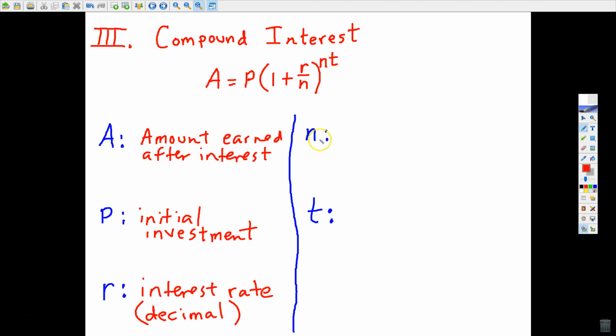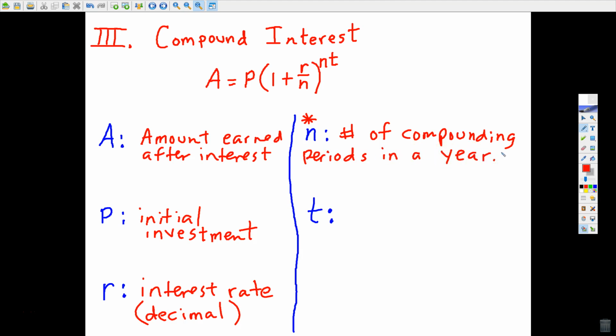We're going to talk a lot about N on the next slide. I'll put a little star by it. For right now, let's just identify N as the number of, we'll call these compounding periods, in a year. In other words, how many times during the year will compounding actually take place? N will tell us that. And T stands for how many years, the number of years we invested our money. T is always years.